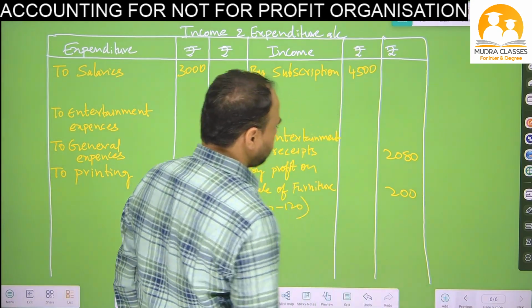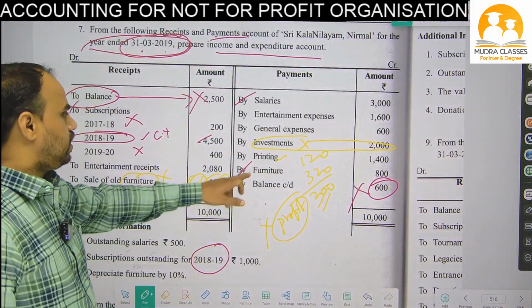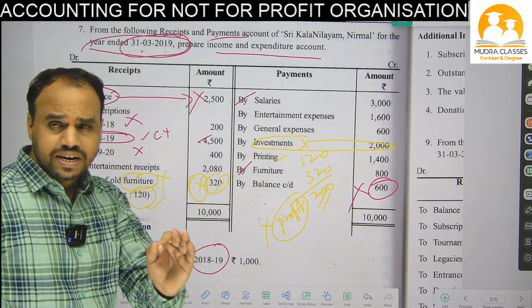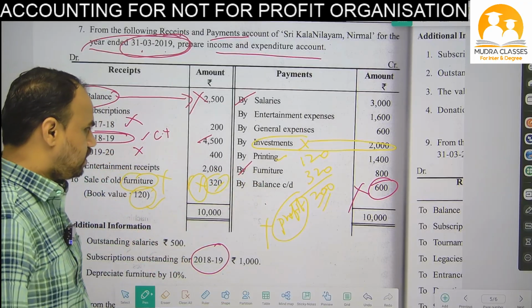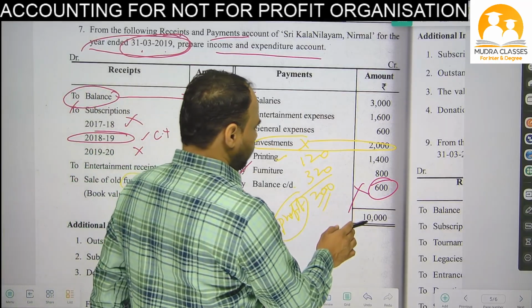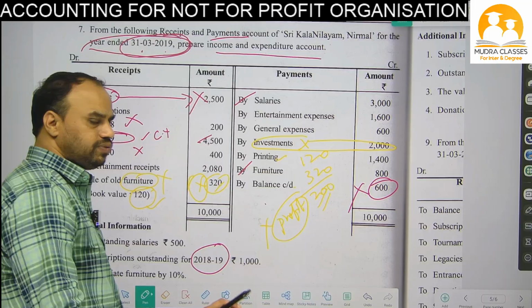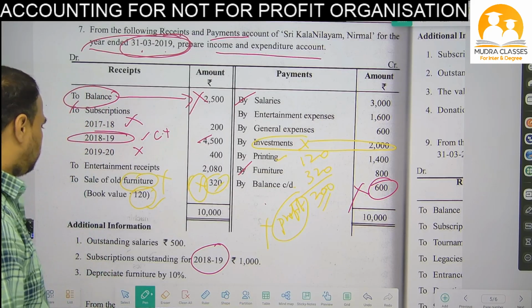Next item, furniture given. Already I told you furniture is an asset. We will not record it in the income and expenditure account. And balance carried down given. This is also the closing balance of cash. We will not record it. Let's see the adjustments.